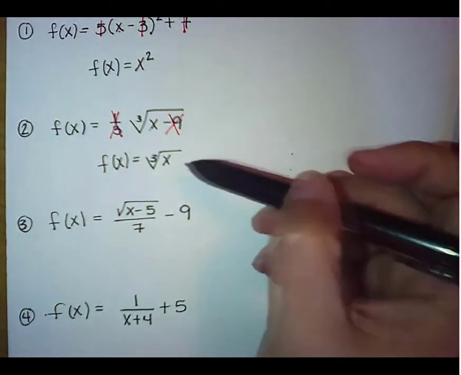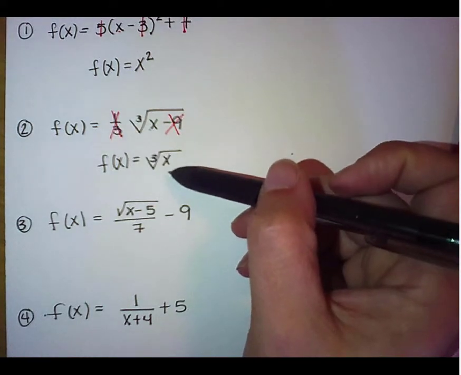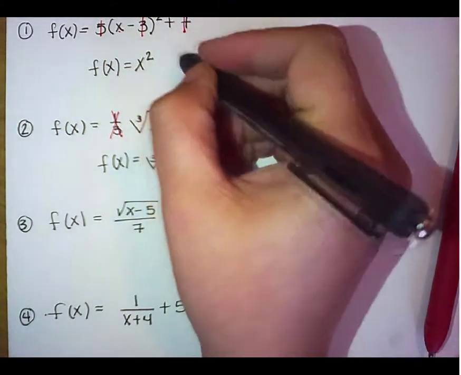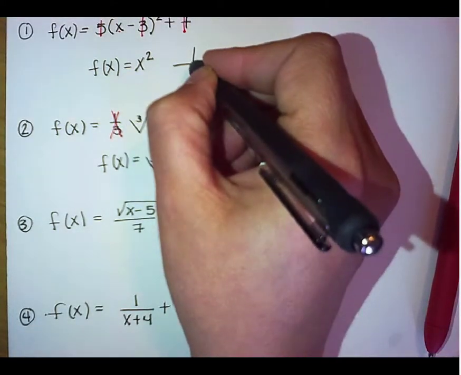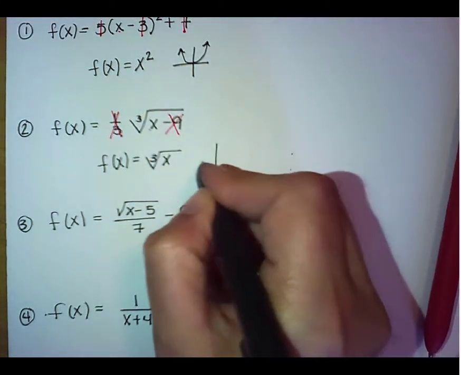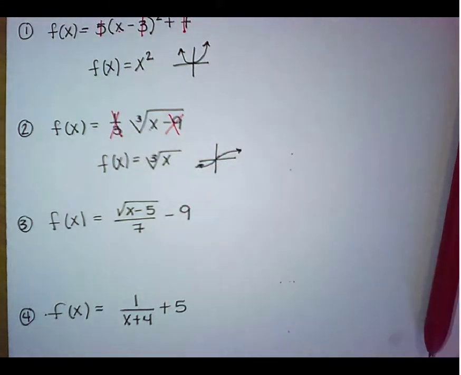And remember, along with being able to identify the parent function, you also need to be able to say what this function looks like. So remember, your x squared function is that U-shaped graph. It looks kind of like this. Our x cubed function is our sideways snake. It looks a little bit like that.